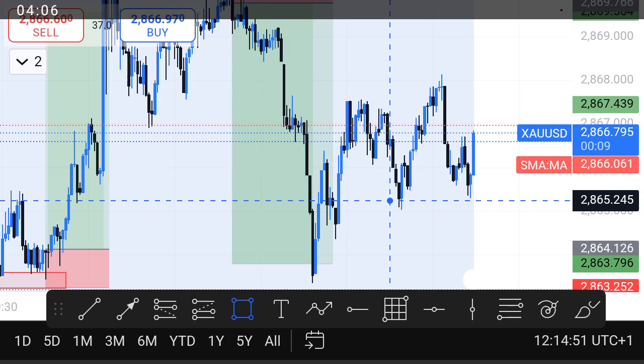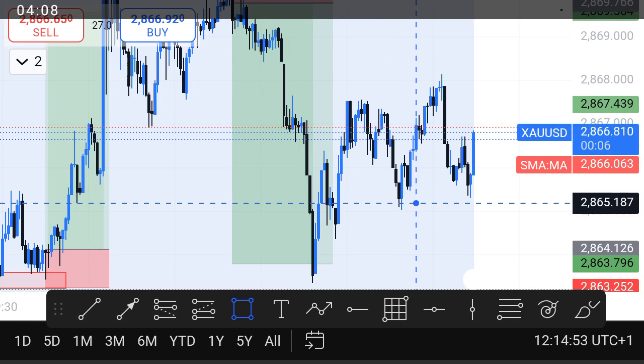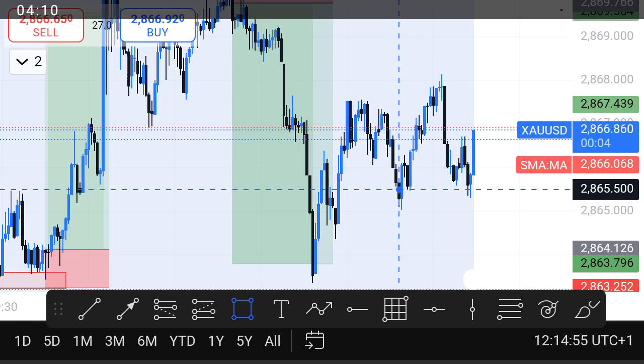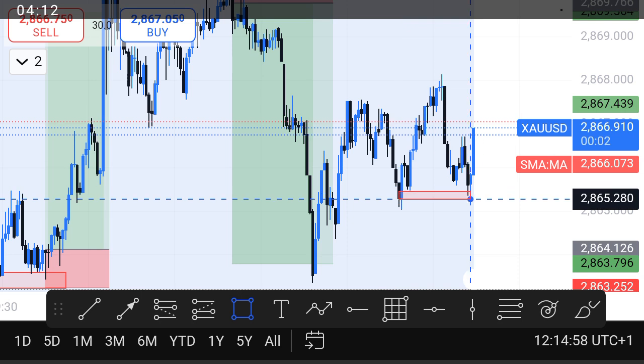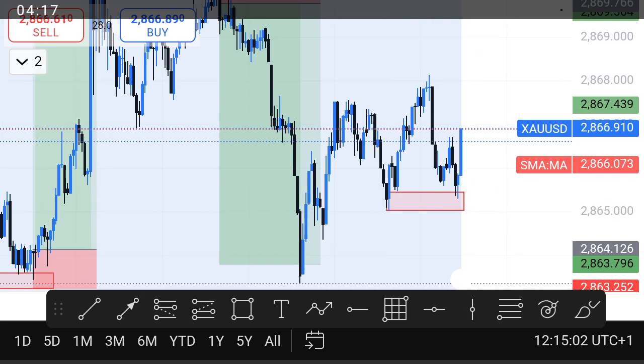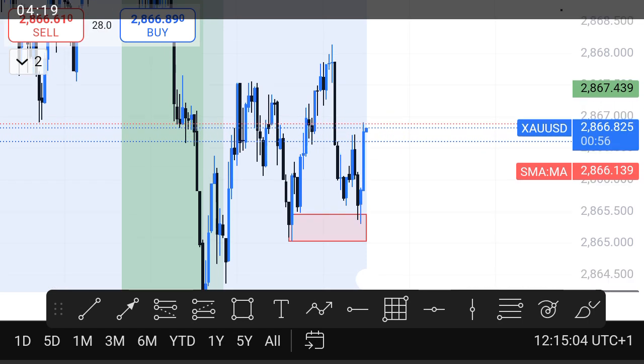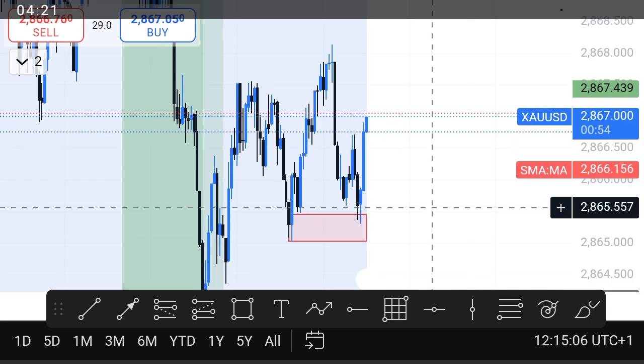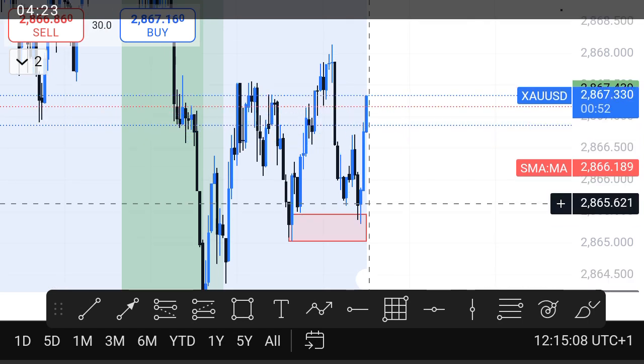All right, this is another setup right here. You can see right here, price came to this place, formed like this double bottom. Then we saw like this weak rejection right here. Then you can see how price is tanking.